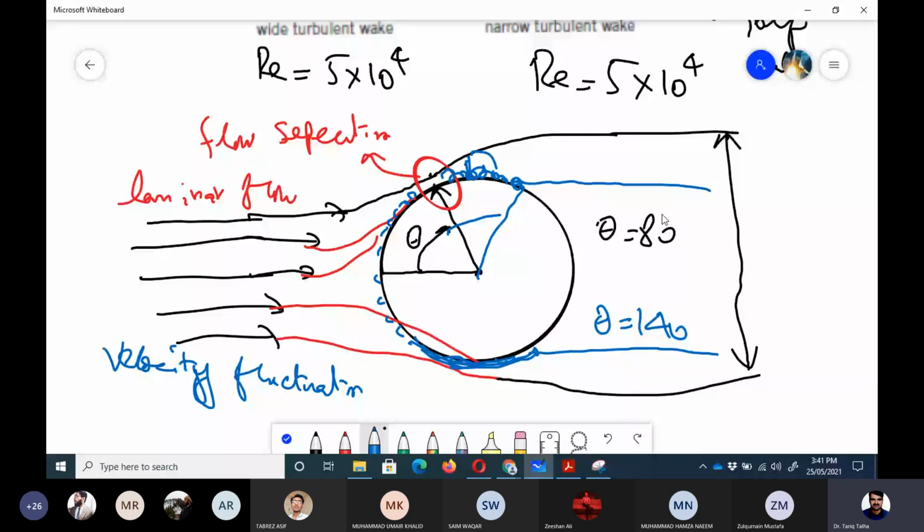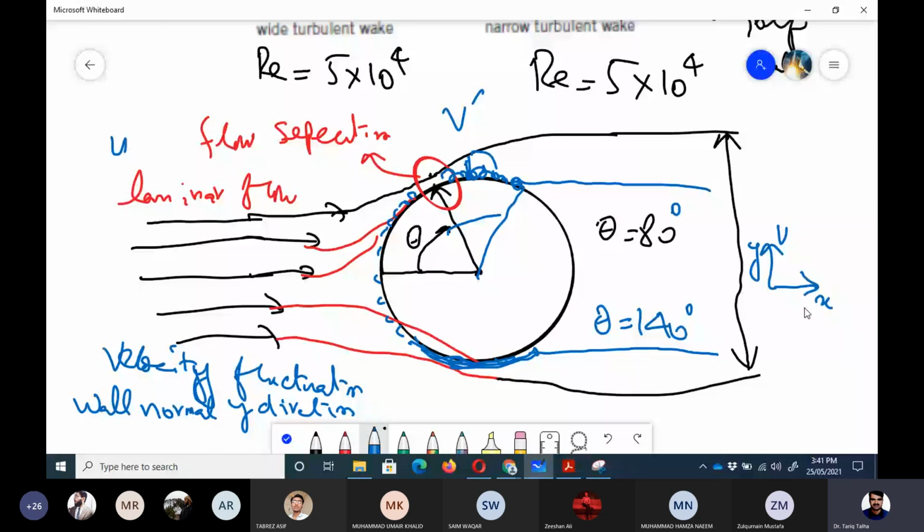Why does it remain attached? Because we have wall normal, or y direction, velocity fluctuations. U is the streamwise velocity, V is the wall normal velocity. If we say this is x and y, then V is the velocity in the y direction and U is the velocity in the x direction. So the velocity fluctuation keeps the flow attached up to theta equal to 140 degrees, so we have a smaller wake region.